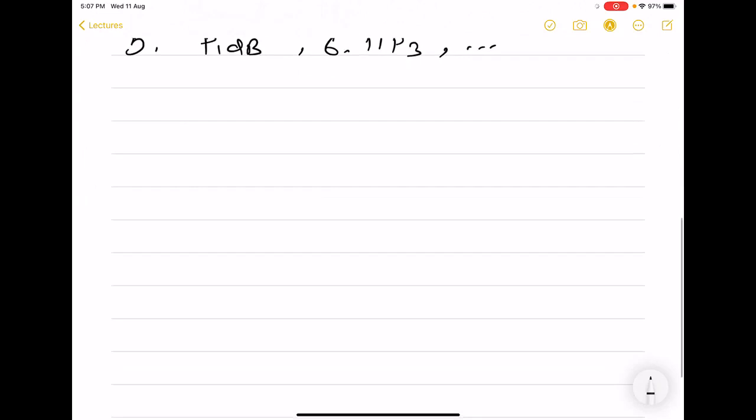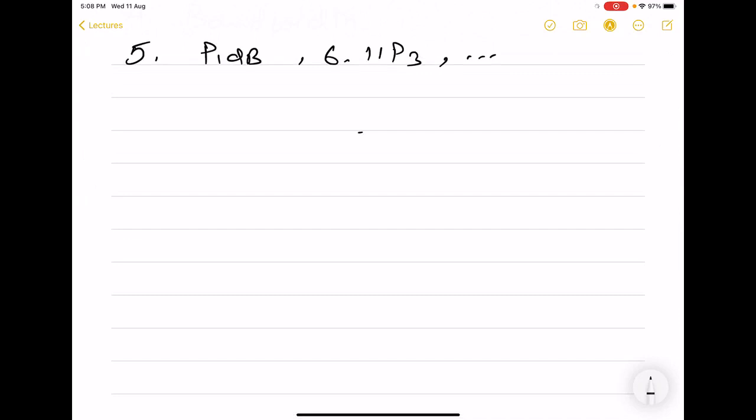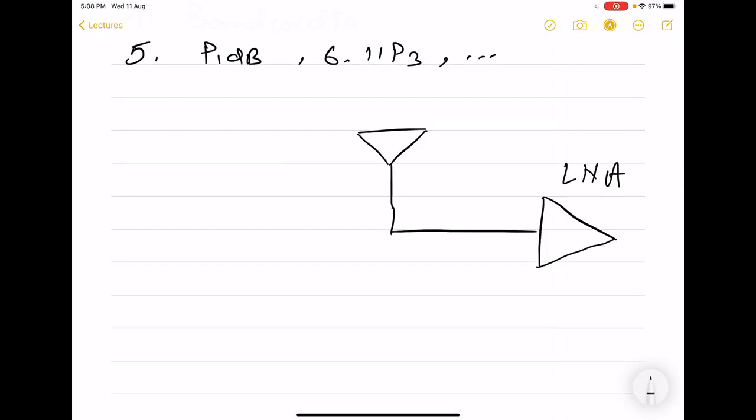Typically, or in fact all the time, the scenario that the LNA will face will be like this. Here is my LNA, and this is my antenna. It will be receiving an electromagnetic wave, and this LNA will amplify the received signal. And typically this received signal is going to be very small. This input power to the LNA is going to be very small.